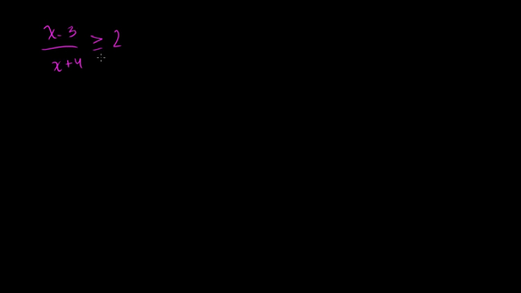Now, in order to do that reasoning that I did in the first video, remember I said, well, if a divided by b is greater than 0, either both of these are positive or both of these are negative. But this only worked when we had a 0 over here. But we don't have a 0 here. We have a 2. So we can't immediately do that rationale. But maybe we can if we subtract 2 from both sides of this equation. So let's do that. So you have x minus 3 over x plus 4 minus 2 is greater than or equal to 0. Just subtracted 2 from both sides.